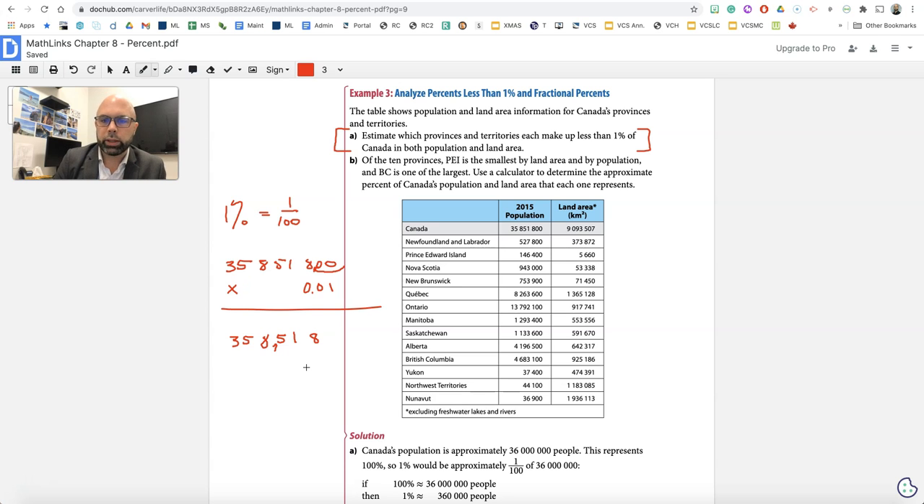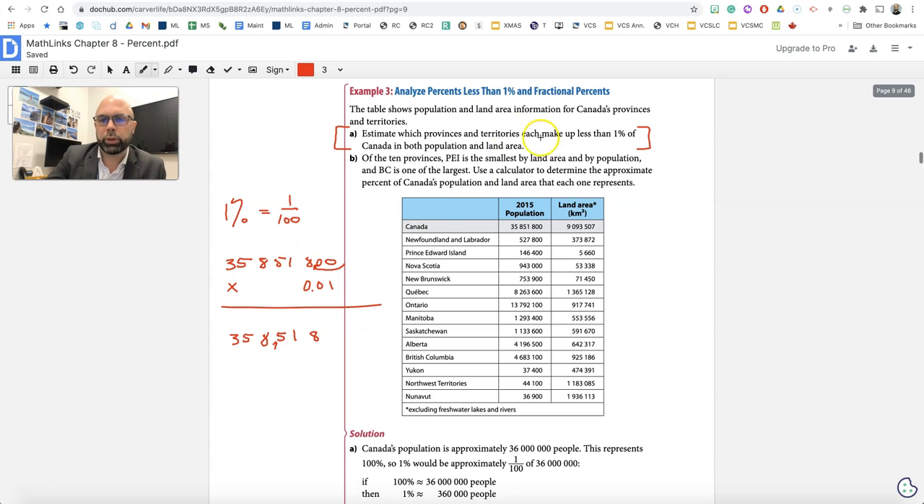So let's take a look at population. They're asking how many provinces and territories make up less than 1%.